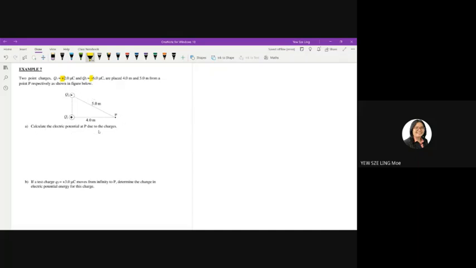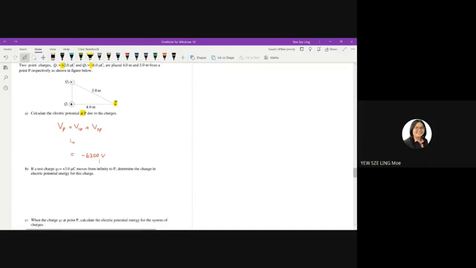Calculate the electric potential at P due to the charges. So again, you're being asked to calculate potential at point P, meaning that you need to calculate the total potential because you have 2 charges in the system. So VP is equal to V1P plus V2P. You calculate the total potential and you should obtain negative 6300 V if you got it right.